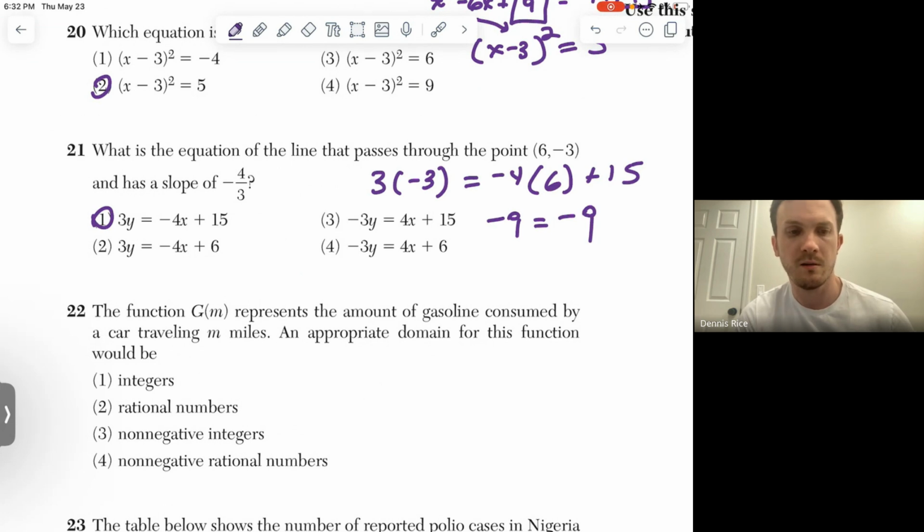What do we think? Yeah, I would say Kyle said 4. Let me ask you guys, can you drive a decimal amount of miles? Can I drive 2.4 miles to my friend's house? Yeah.